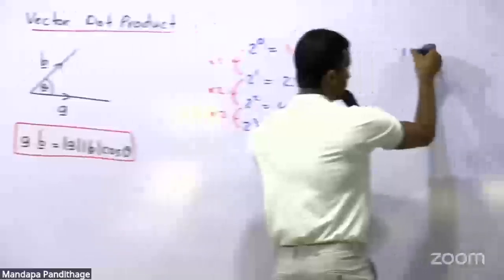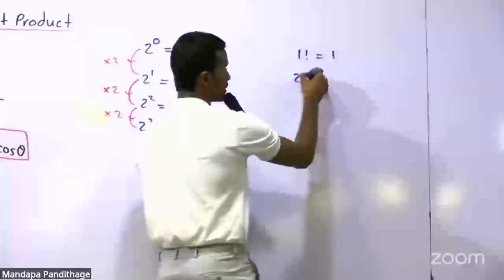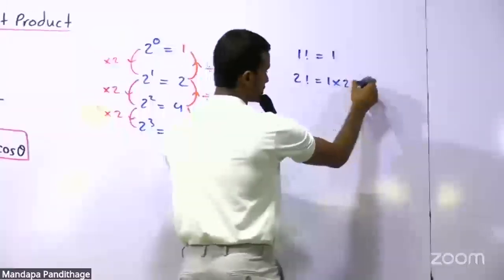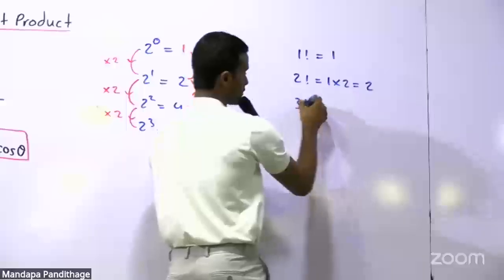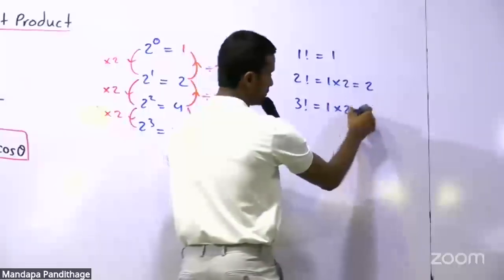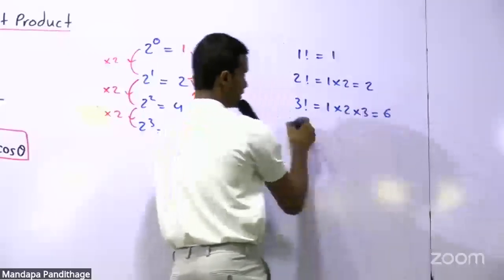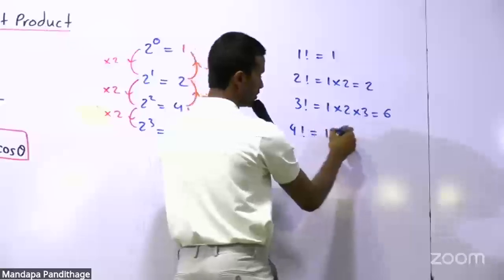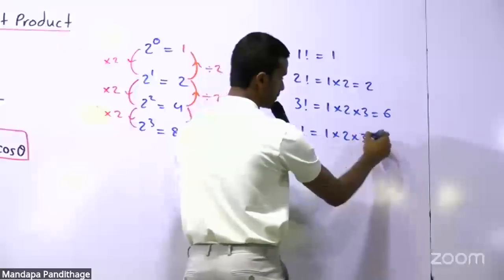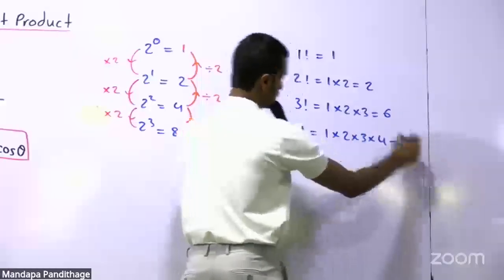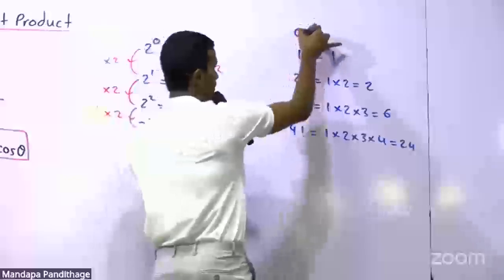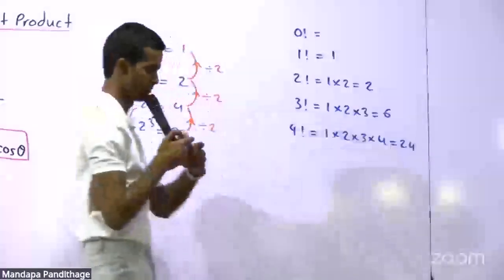Factorial 1 is equal to 1. Factorial 2 is equal to 1 into 2, which is equal to 2. Factorial 3 is equal to 6. I'll stop from here. Factorial 4 is equal to 24. So these are not standard proofs, just mathematically correct.